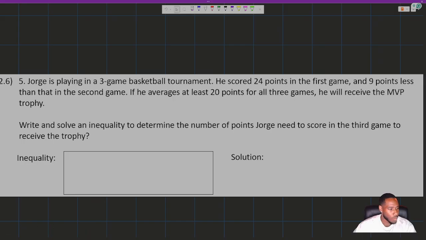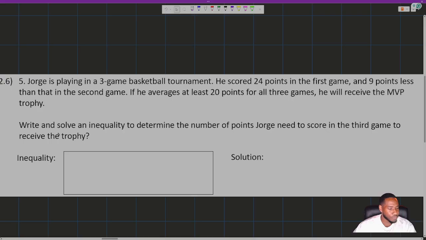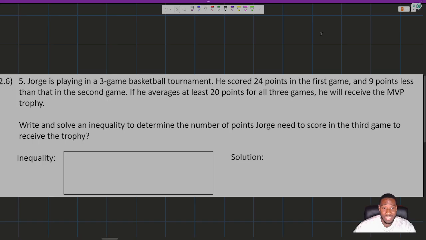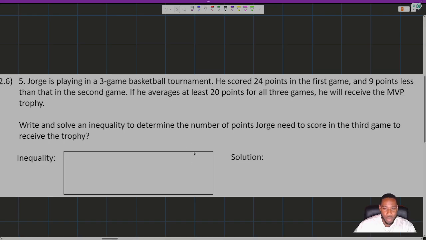All right. Number 5 here asks us to write and solve an inequality to determine the number of points based on the situation. So it says Jorge is playing a 3-game basketball tournament. He scored 24 points in the first game, 9 points less than that in the second game. If he averages at least 20 points for all 3 games, he'll receive the MVP trophy. We've got to write and solve an inequality to determine the number of points Jorge needs to score in the 3rd game to receive the trophy.